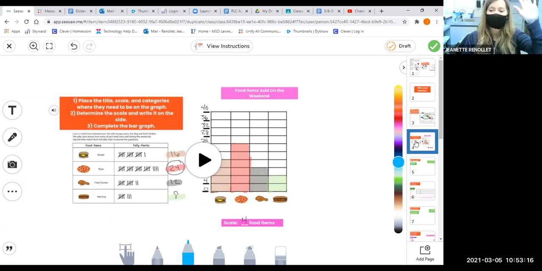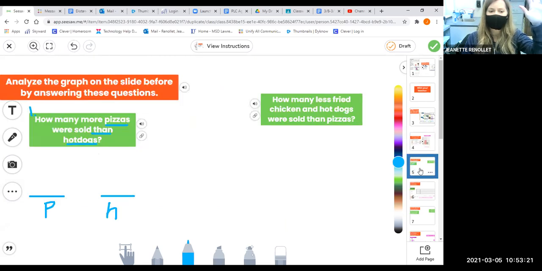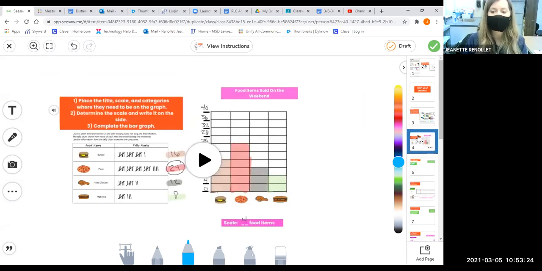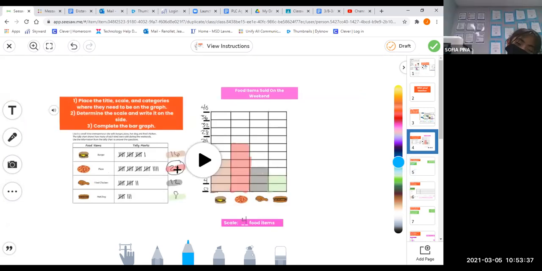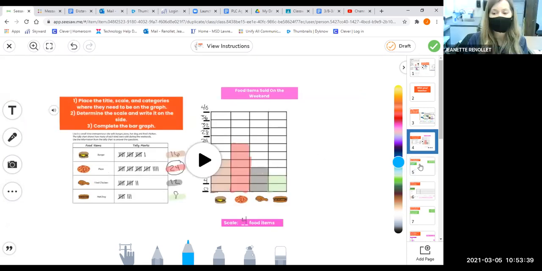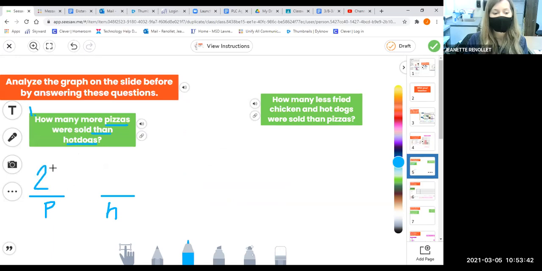I'm looking for a third grader who can share out how many pizzas were sold using the data from slide number 4. Gloria? Our graph, our frequency table says 24 pizzas were sold. 24 pizzas were sold. Now we need to find hot dogs on the graph. Go look at the graph on slide 4.